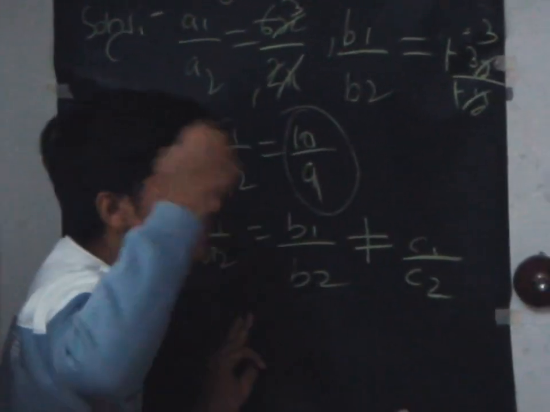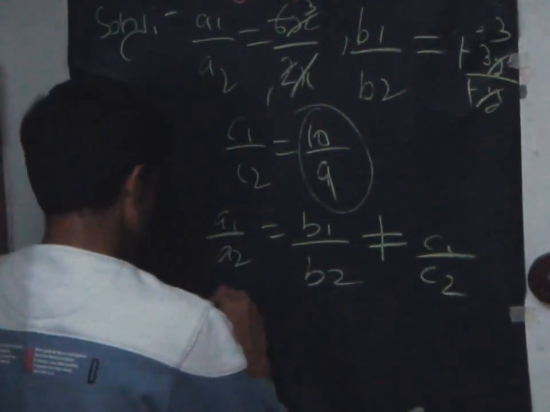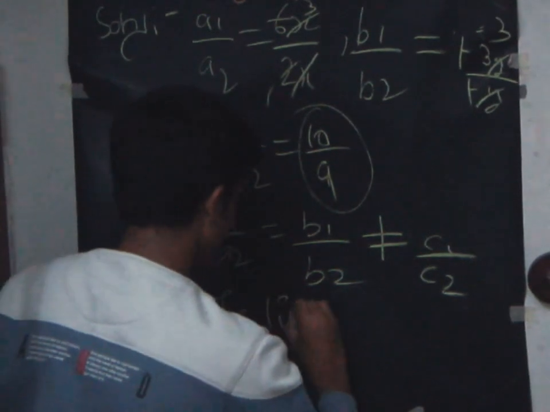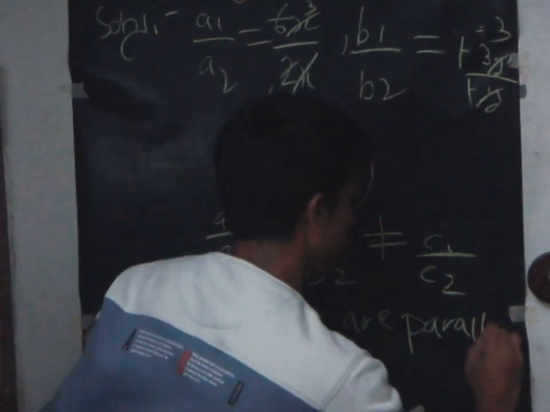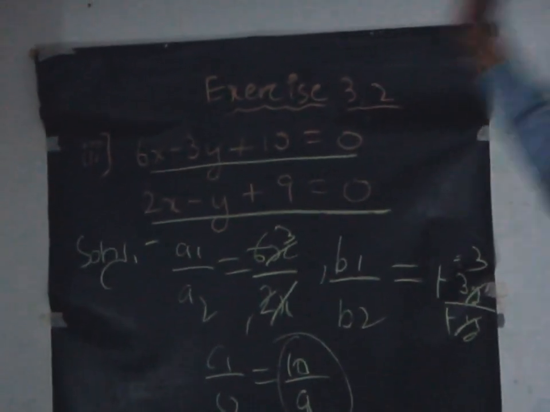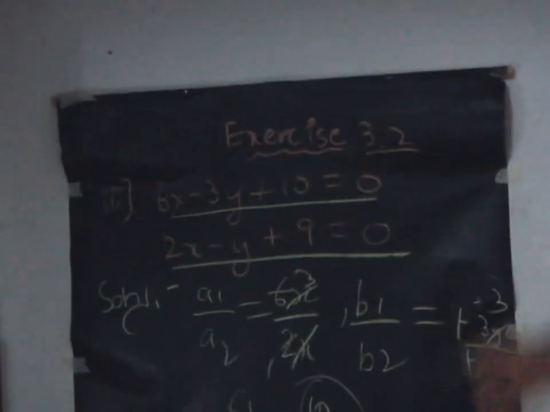Do you get that one? Therefore, you should remember the table every time. So the lines are parallel. This will be the answer of the third sub question. Please be assured that this will be the answer. Please look at it once.